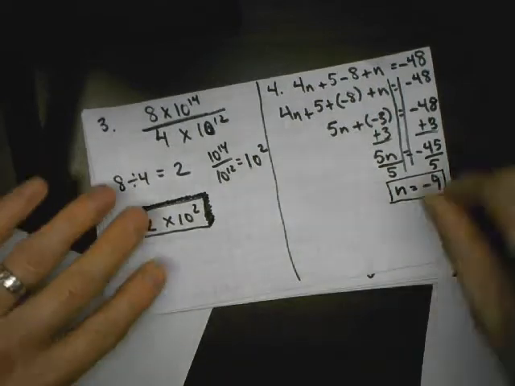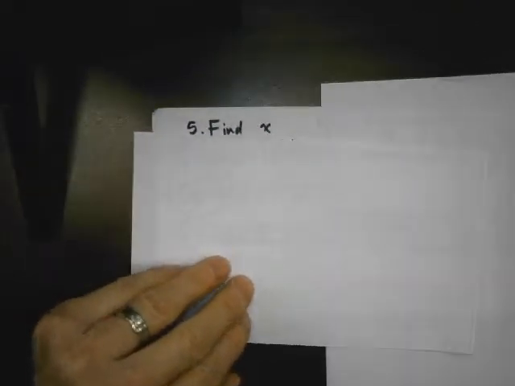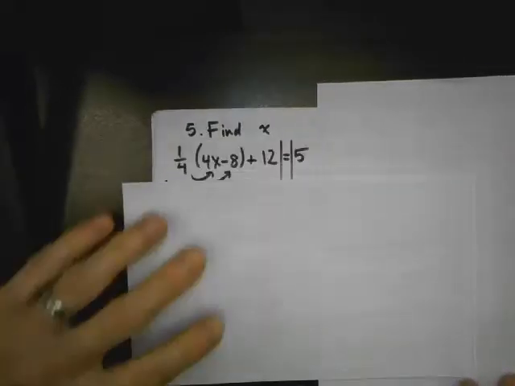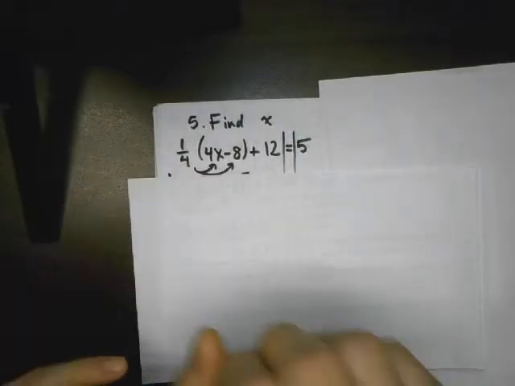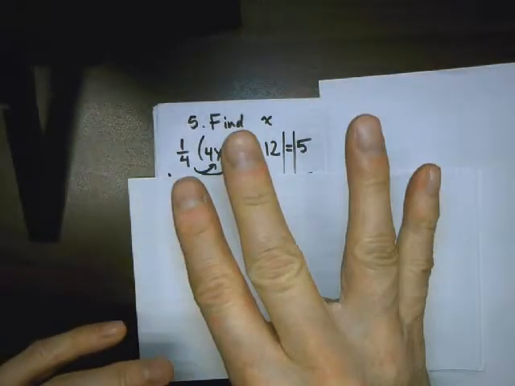Okay, so number 5. Same idea. They say find x. We're going to solve this. This time they give us some parentheses, so we're going to have to distribute first. So remember, always distribute first, then combine like terms. Get your variables on one side, then isolate. Okay, so we're going to distribute first.